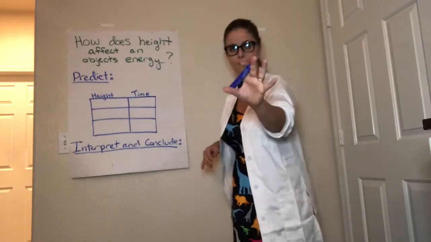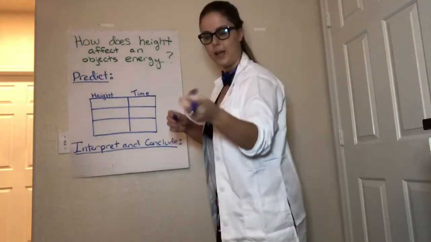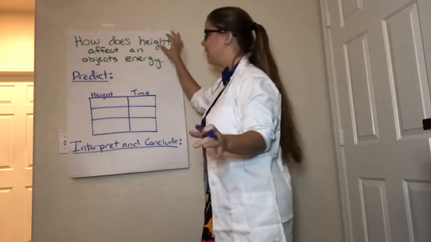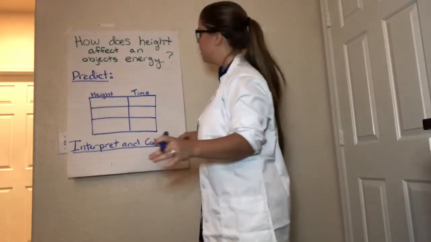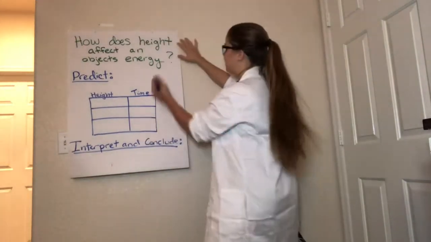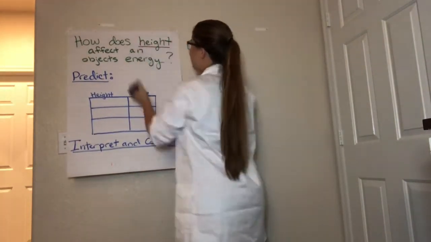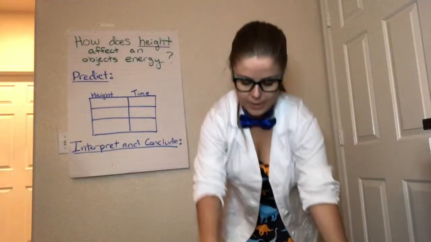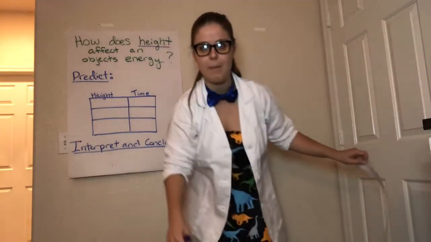All right, the first word I want you to look at in our scientific question of knowledge. Let's read it again. How does height affect an object's energy? First, I want us to look at the word height. I want you to underline that. Height. H-E-I-G-H-T. What is height? Think about that in your science brain for me.